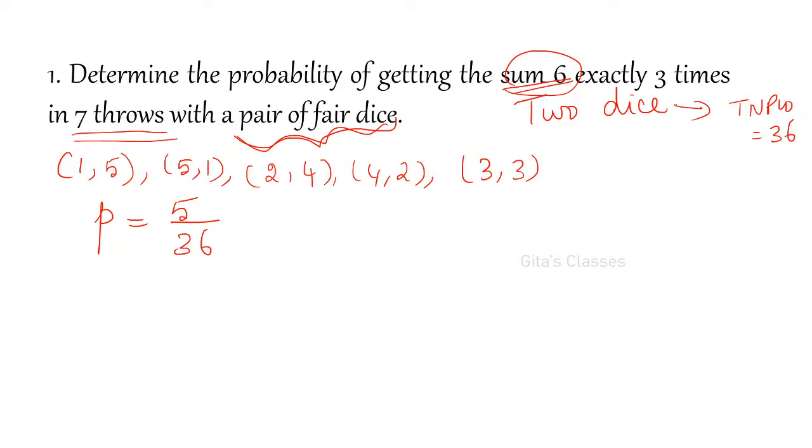Yes, very good Manaswini. 5 by 36 is exactly correct. 5 by 36. Okay. Now what is the probability?